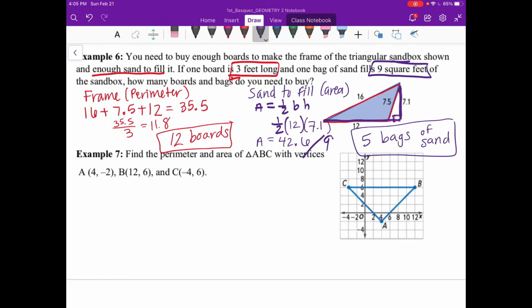All right, and the last example here: find the perimeter and area of triangle ABC with these given vertices. To find the perimeter and the area, I'm going to need to do some math here. My area, in this case, is actually going to be the easiest, and the perimeter is going to be the more difficult one because I have to use the distance formula. So to do the area, I'm going to do 1/2. This is going to be my base, so just count how many units: 5, 6, 7, 8 units for my base.